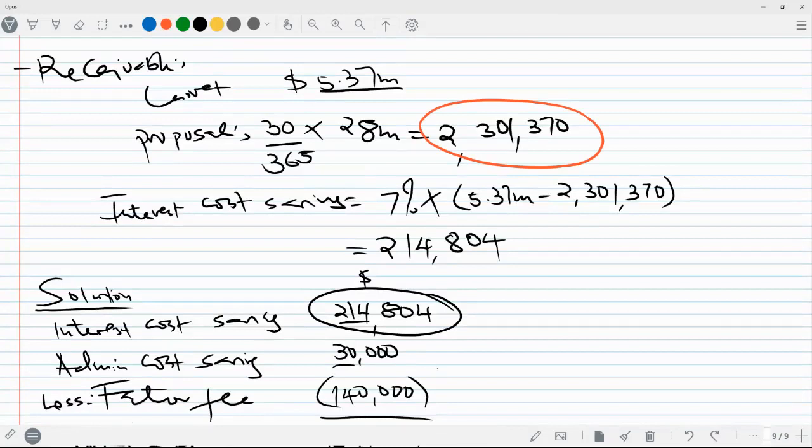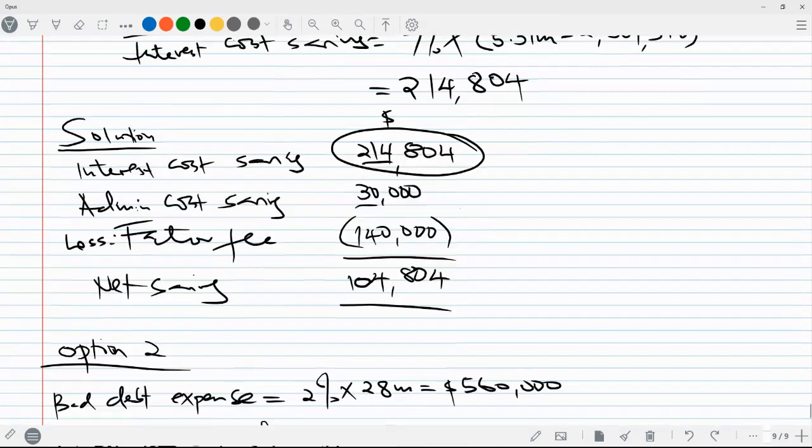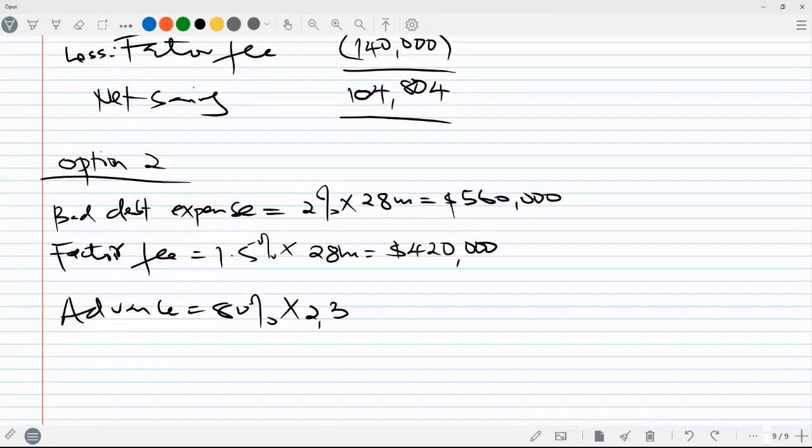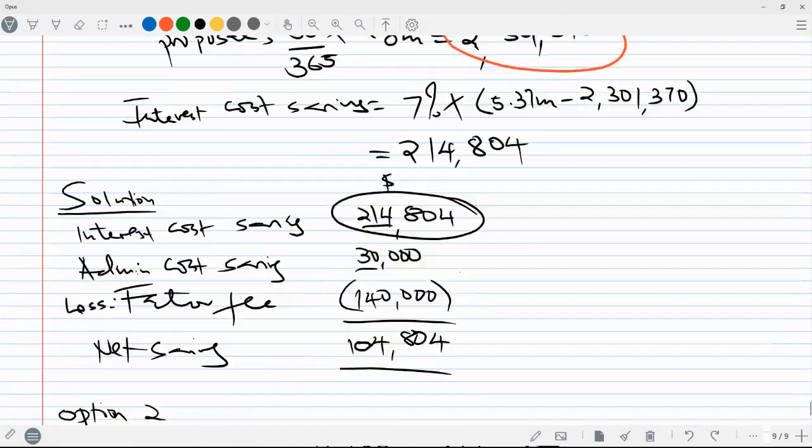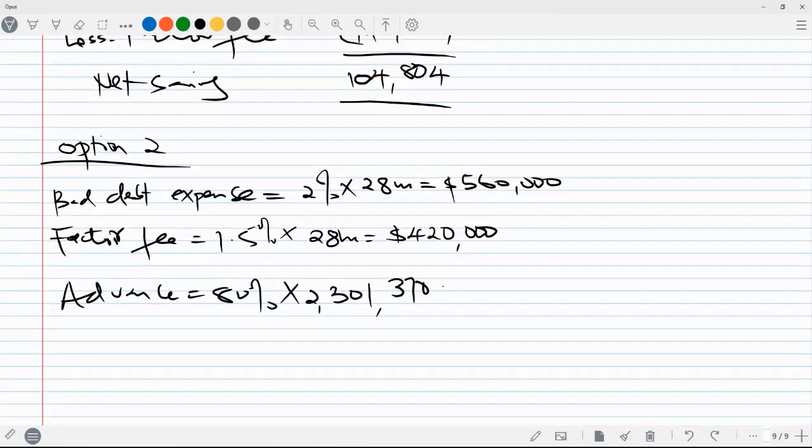That implies therefore the factor will be advancing 80% of this revised account receivable. Therefore times 2.301370. Therefore, how much money will be advanced to the company? 1 million. 814,096. Okay, that's the amount that will be advanced to the company by the factor.